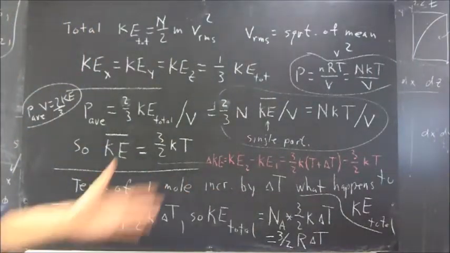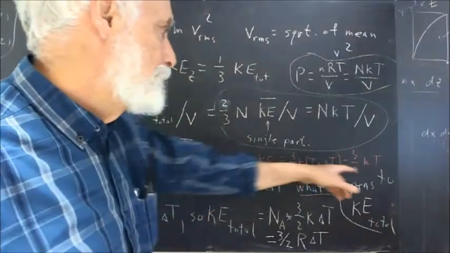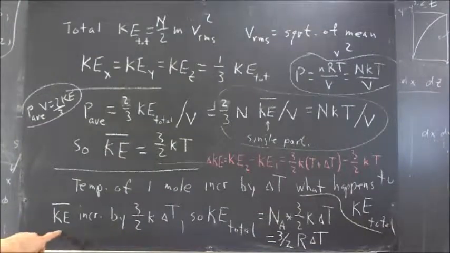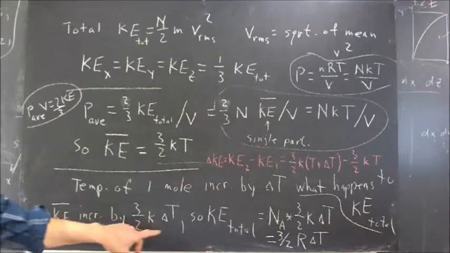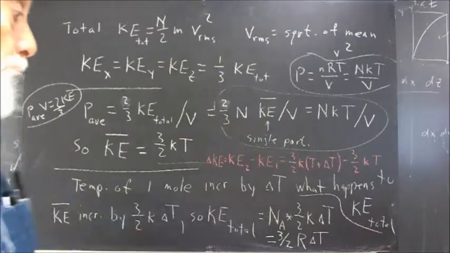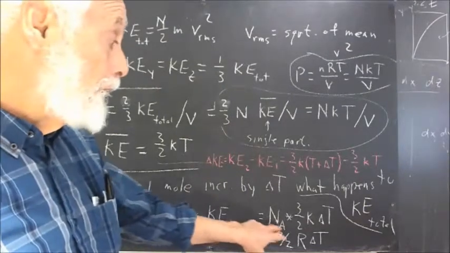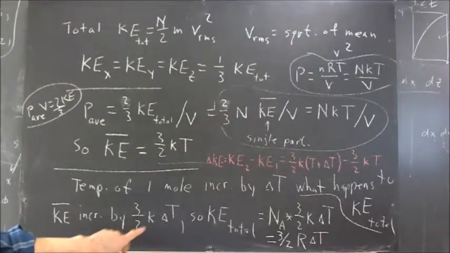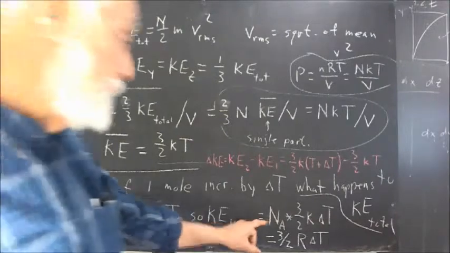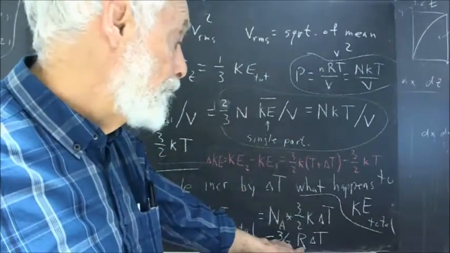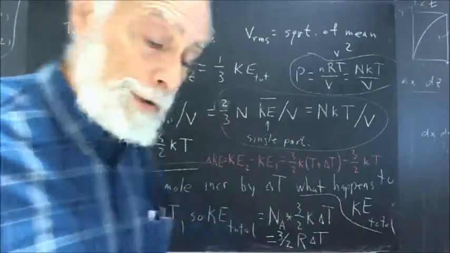And very simple arithmetic, the 3/2 KT is going to divide out here, and you're going to end up with 3/2 K times delta T, so that the average kinetic energy increases by 3/2 K delta T. Well, what does that do to the total kinetic energy in the mole? Well, in the mole you have Avogadro's number of particles, so you multiply the kinetic energy increase of the average single particle by the number of particles, and you get this. K times Avogadro's number is R, so you have 3/2 R delta T.